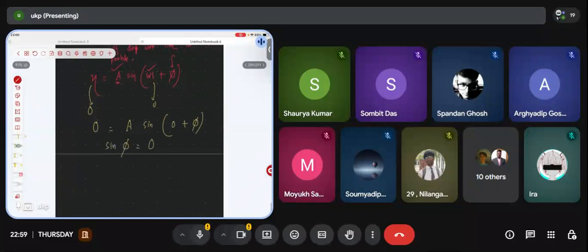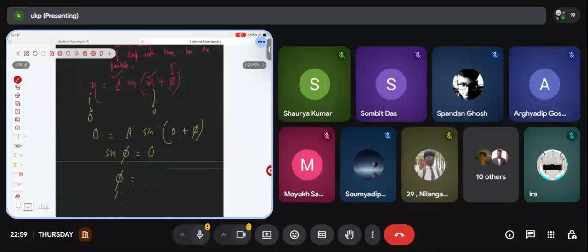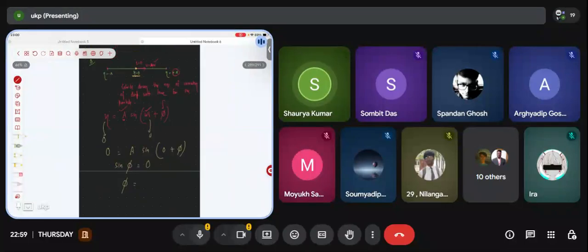If sin phi equals 0, what is phi? Now you will say, sir, phi has two possible values within 0 to 2 pi radian. If I take one complete angular space from 0 to 2 pi radian, there can be two different values of phi which will make sine equal to 0. What are the two values of phi? One is 0 radian and the other possible value is pi radian, that is 180 degree.